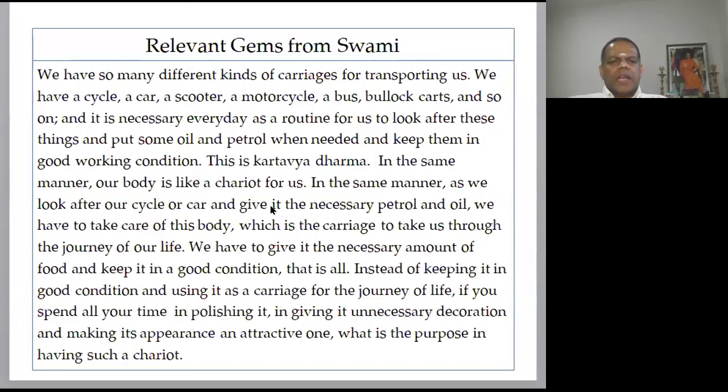In the same manner, as we look after our cycle or car and give it the necessary petrol and oil, we have to take care of this body, which is the carriage to take us through the journey of our life. We have to give it the necessary amount of food and keep it in a good condition, that is all. Instead of keeping it in good condition and using it as a carriage for the journey of life, if you spend all your time in polishing it, in giving it unnecessary decoration and making its appearance an attractive one, what is the purpose in having such a chariot?